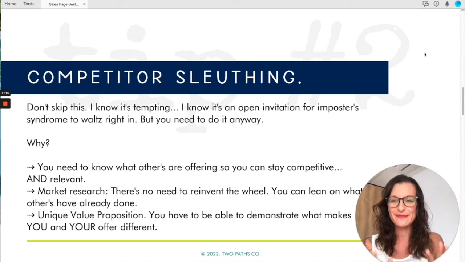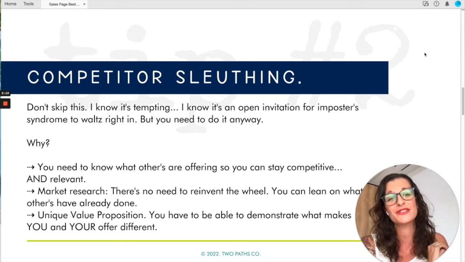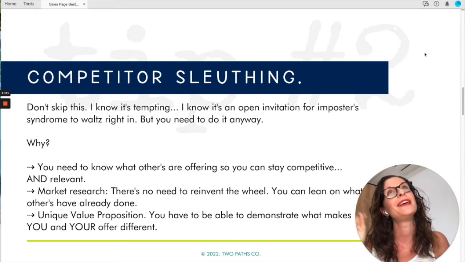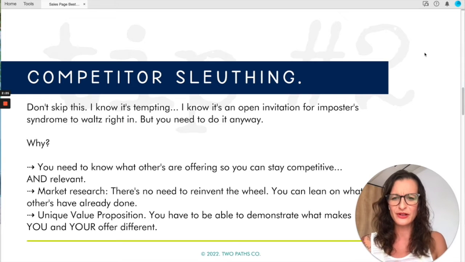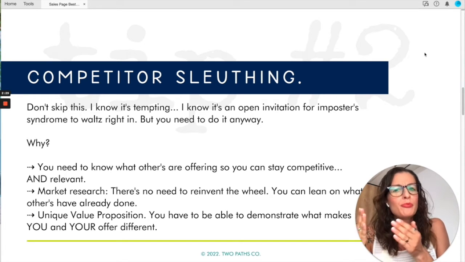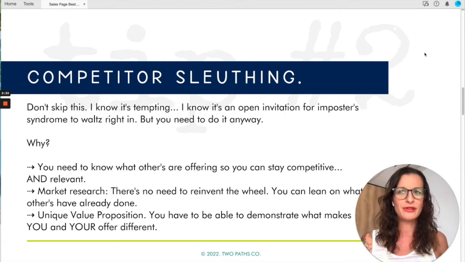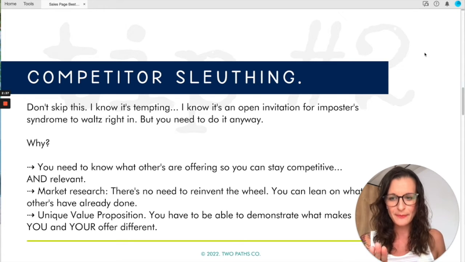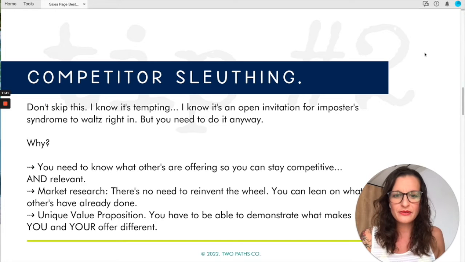Next is tip number 2, and it's competitor sleuthing. Do not skip this. I know it's tempting. I know it's an open invitation for imposter syndrome to just waltz right in, but you have to do it anyway. Why? You have to know what other people are offering so that you can stay competitive, but you also want to stay relevant. You don't want to be answering things that people have answered a long time ago and your leads have already figured out and are on to the next, okay? It's a simple part of market research. There's no need to reinvent the wheel.